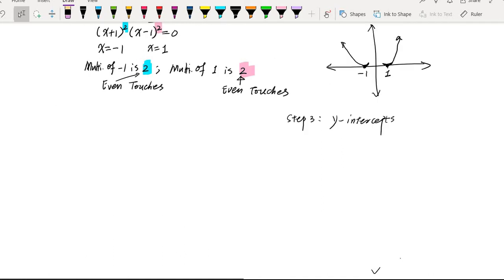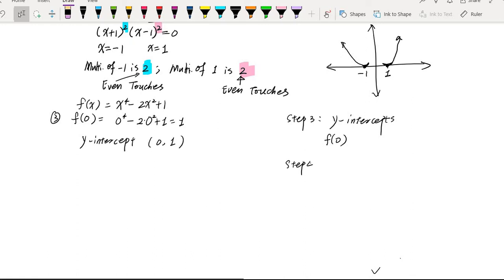When looking for the y-intercept, we've done it so many times in the past. We're just going to plug in f of 0. Just in case you forgot, your function was x to the fourth power minus 2x squared plus 1. All you have to do is plug it in. It's pretty straightforward. It's just going to be 1. So your y-intercept is (0, 1). Now we can go back here. That's another point we got right there. So let's say this is 1.